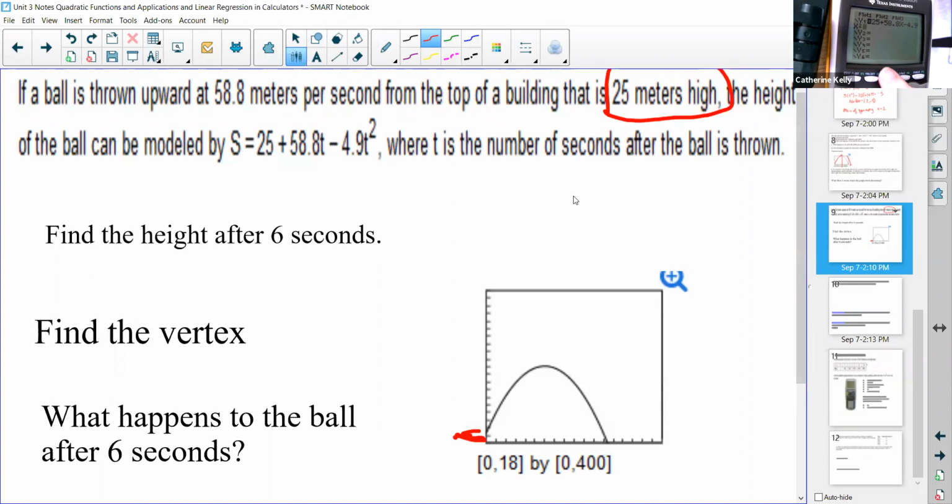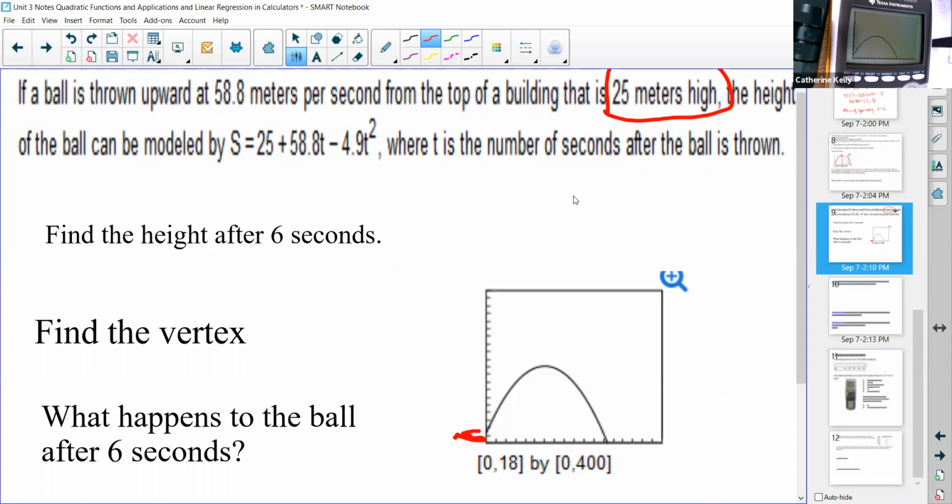Here's our window. Your window on your x is 0 to 18. We'll go up by ones. And then on y is 0 to 400. And we'll go up by hundreds. It doesn't matter. So if I graph it, there's my graph.